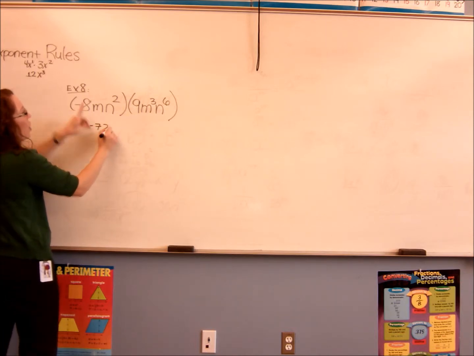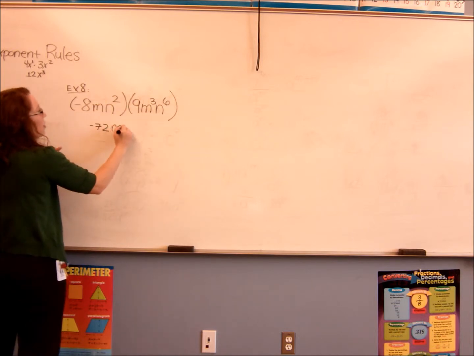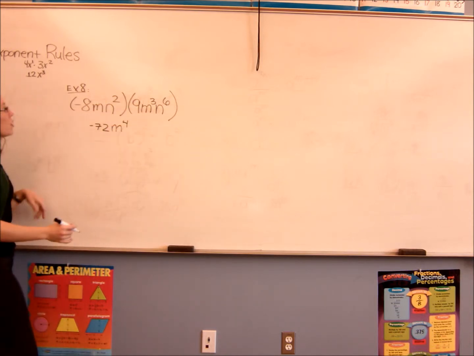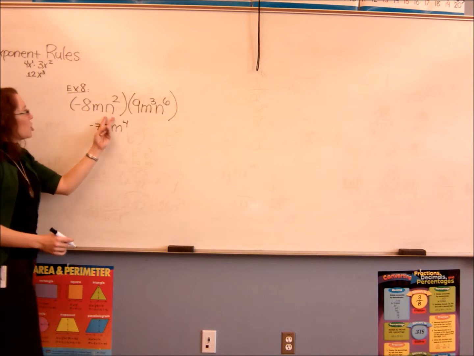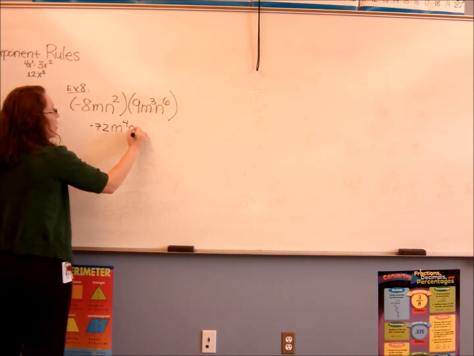One m here, 3 m's here for a total of 4, and we write that as m to the 4th. Go on to the n's. 2 n's here, 6 over here for a total of n to the 8th. Okay, there's your answer. That was easy.